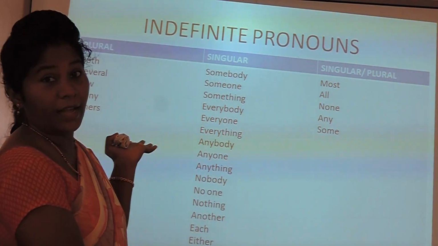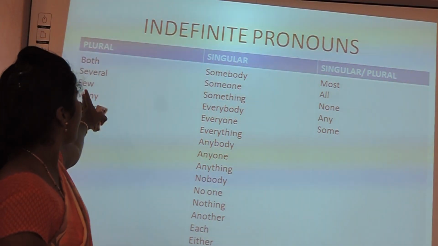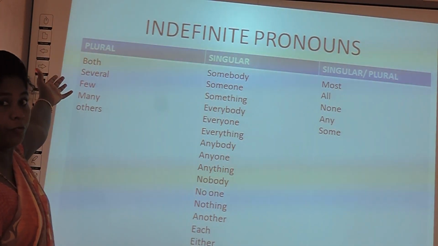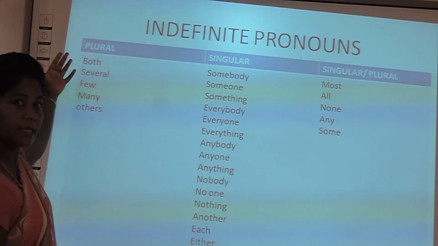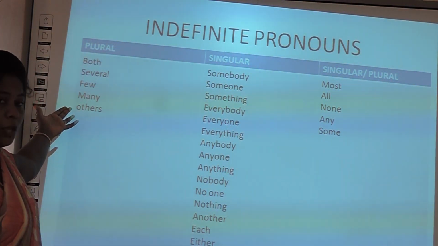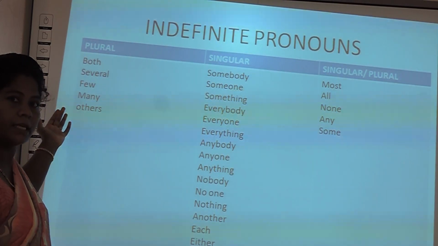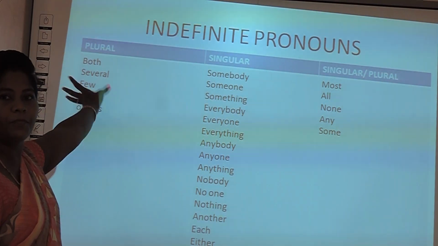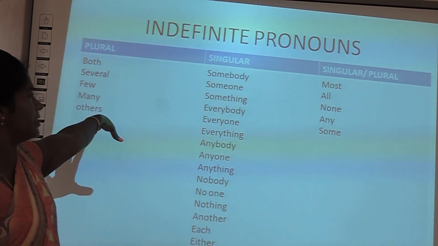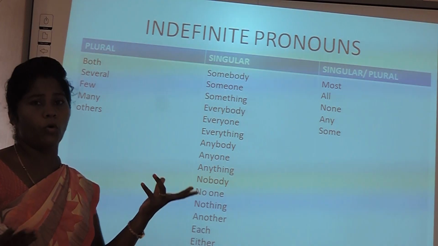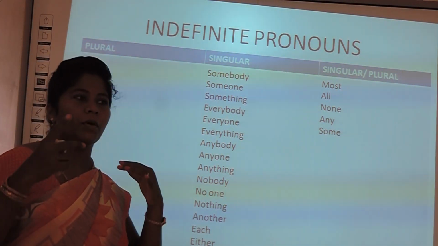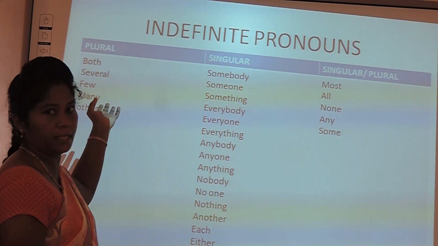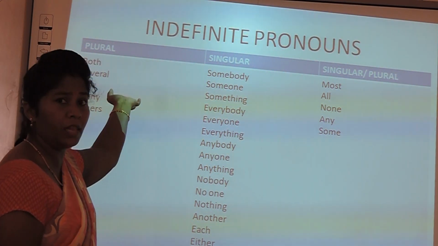As I told you, there are a lot of indefinite pronouns, and here we have the plural indefinite pronouns. Which are they? Both, several, few, many, others. Whenever we have these indefinite pronouns in a sentence, it's very clear that when we say both, we are not talking about a single person, we are talking about two people. So it is plural, and it is obviously going to take a plural verb.